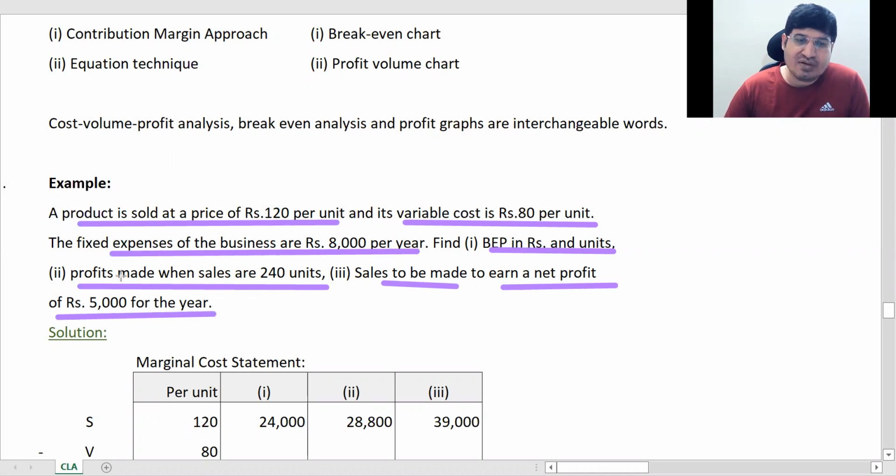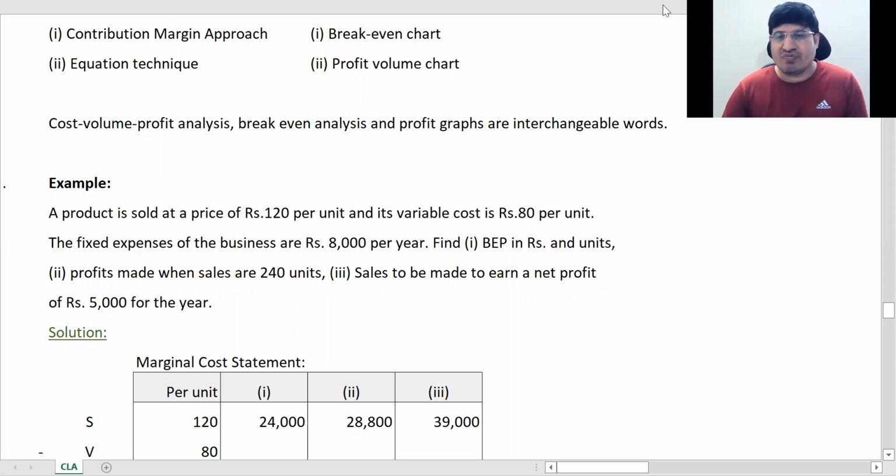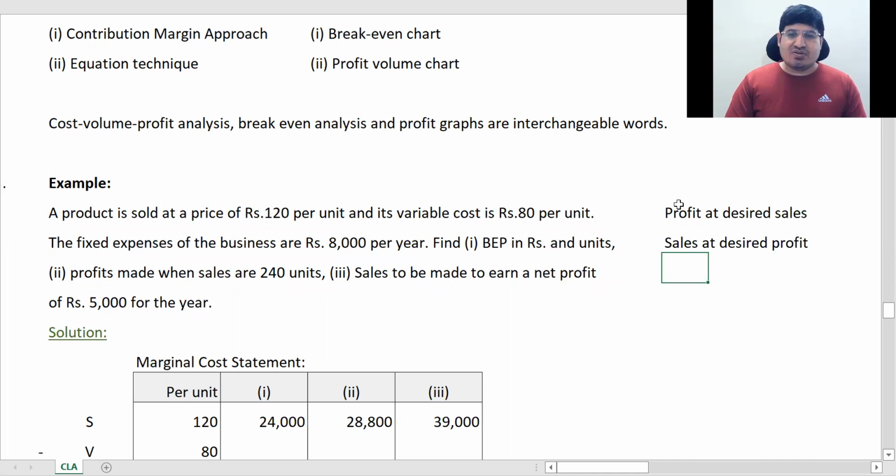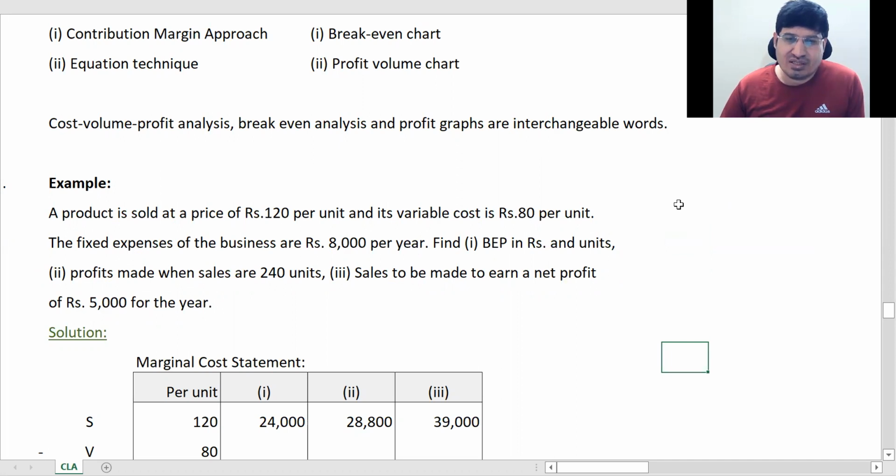तो ये जो पॉइंट 2 है, इसको ये भी बोलते हैं प्रॉफिट एट डिजायर्ड सेल्स, और ये पॉइंट जो है इसको बोलते हैं सेल्स एट डिजायर्ड प्रॉफिट. ठीक है, इन शॉर्ट ये दोनों को कहा जाता है प्रॉफिट एट डिजायर्ड सेल्स, सेल्स एट डिजायर्ड प्रॉफिट. ओके, तो चलिए करें फिर ये प्रॉब्लम. सो बीईपी का क्या फॉर्मूला है, मैंने आपको पहले बताया था. बीईपी इज इक्वल्स टू एफ अपॉन पीवी रेशियो.